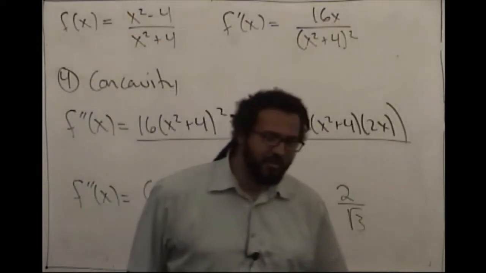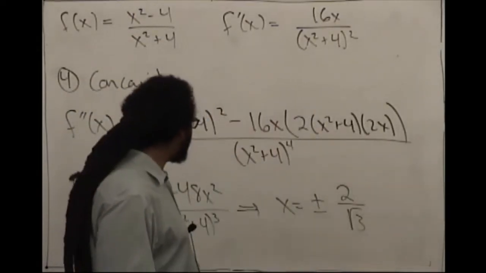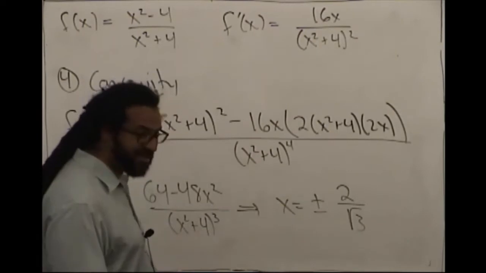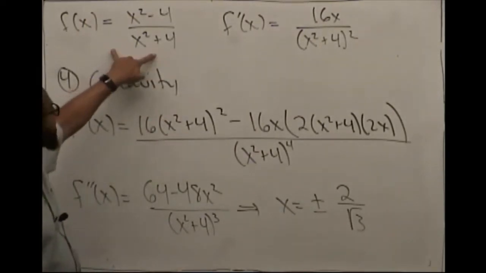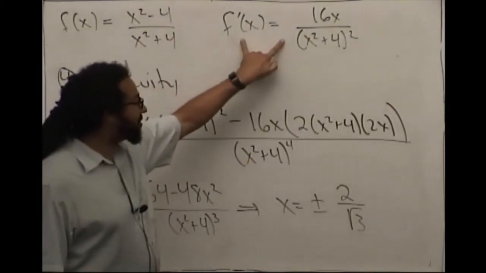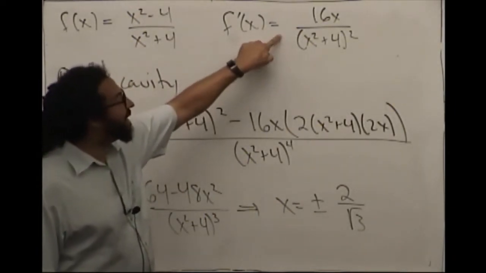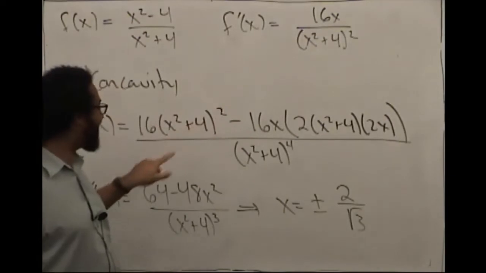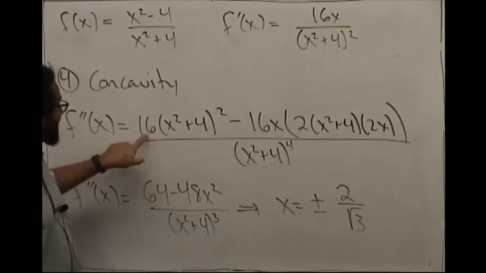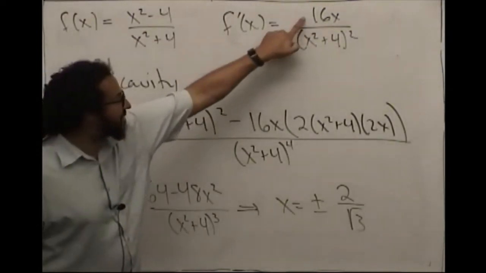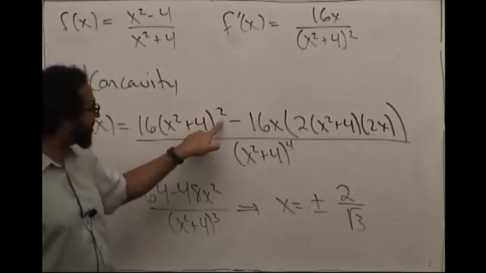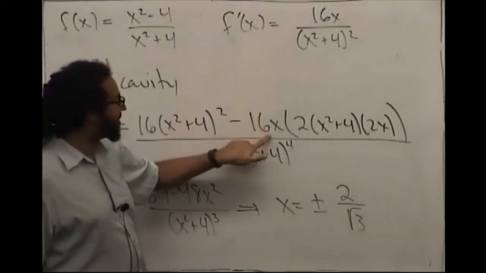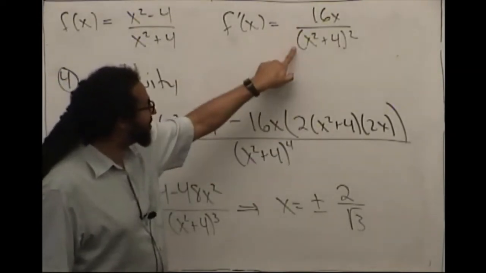All right, the last thing we need to check is the second derivative so we can determine where the function is concave up and concave down. So I've got the original function, and here's the first derivative. Again, we need to apply the quotient rule to find the second derivative. So it's the derivative of the top, 16, times the bottom, x squared plus 4 quantity squared, minus the top, 16x, times the derivative of the bottom.